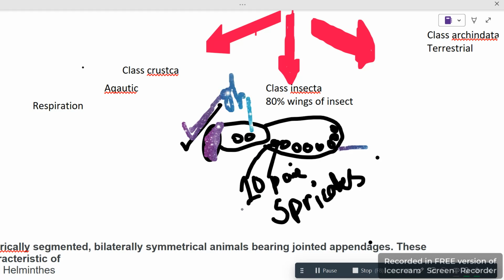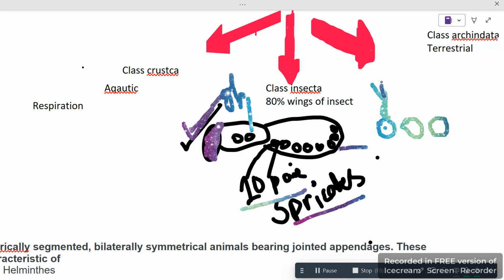Together, that makes 10 pairs of what are called spiracles. Okay, this means I'm making two to three holes here. These holes are further divided into trachea. Just because these are the spiracles, they then have the trachea. Then the trachea is divided, as in a human body.